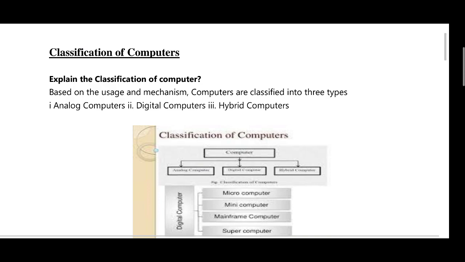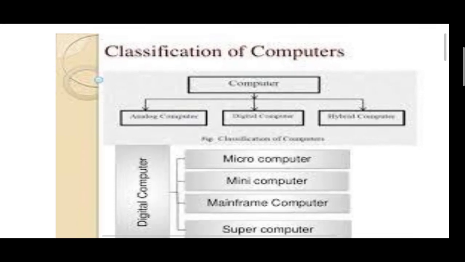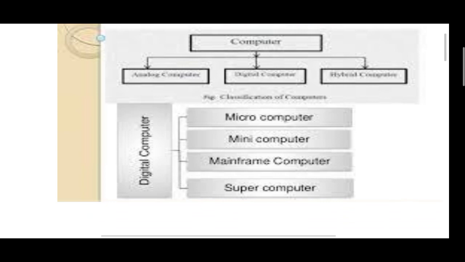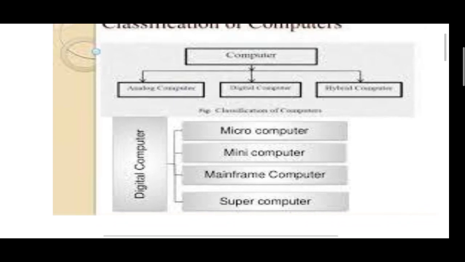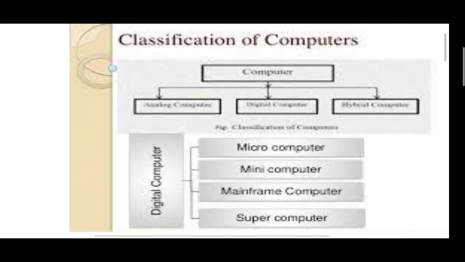Here we see the image. This is a classification of computers. Computers are classified into three: analog, digital, and hybrid computers.